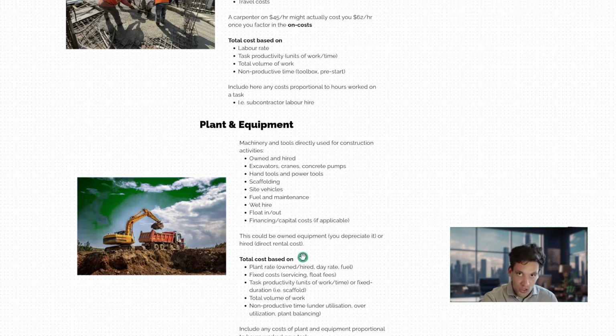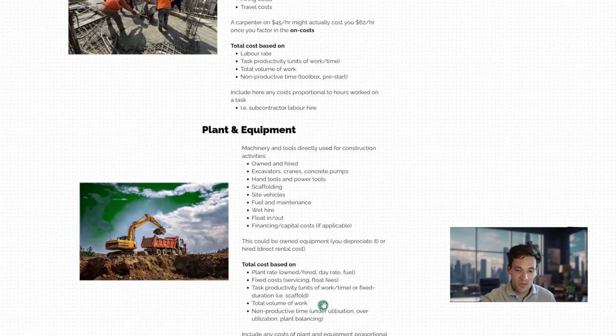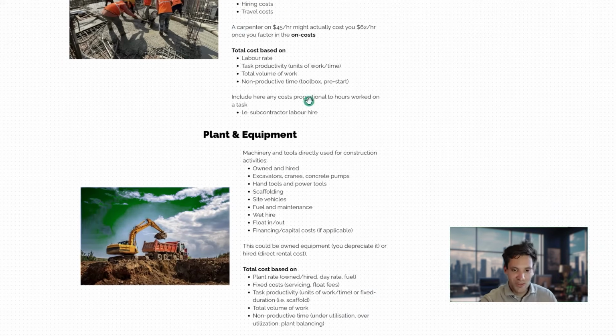The total cost of plant for a project is going to be a combination of the plant rate, so whether that's an owned rate that we've built up from depreciation and financing costs, or whether that is a daily or hourly hire rate plus any fuel and servicing. Then we've got any regular fixed costs, which might be servicing, floating the equipment in or out or whatever. Then same with labor, we've got our task productivity, which is going to be a function of units of work across time.